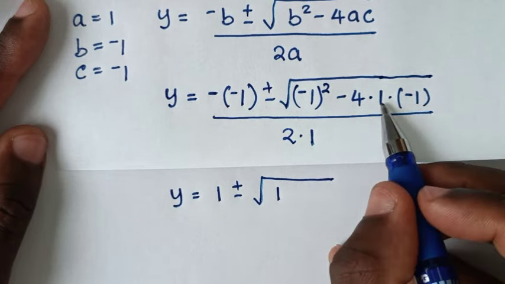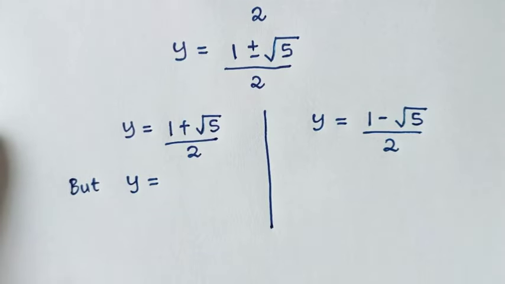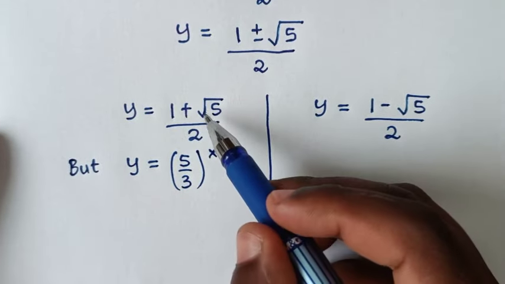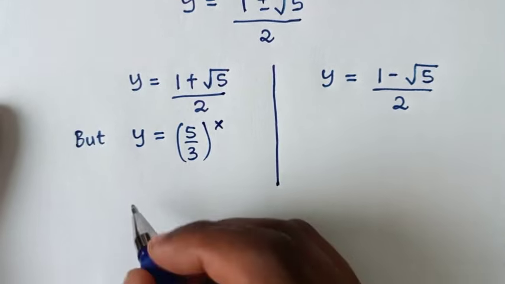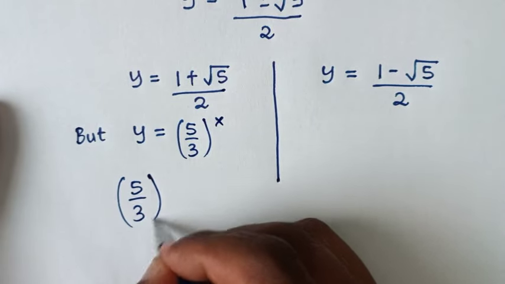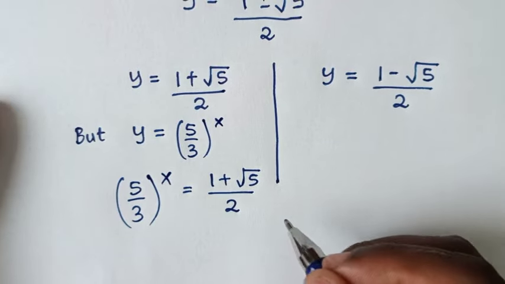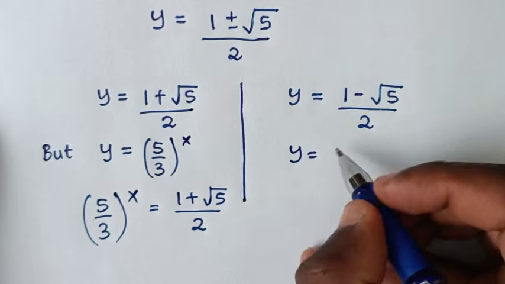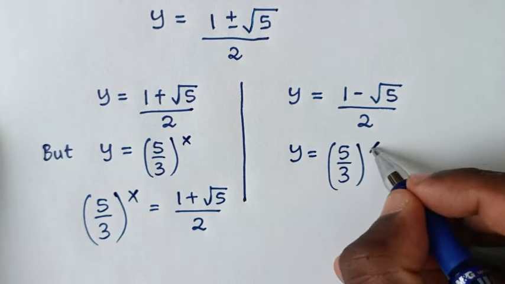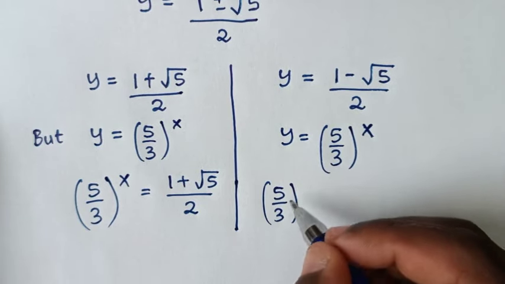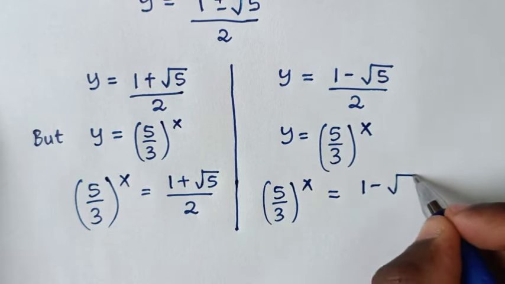But before, we let y be equal to (5 over 3) bracket power of x. So from y, which is (5 over 3) power of x, we'll compare these two equations. So this is equal to this. So (5 over 3) power of x is equal to 1 plus square root of 5 over 2. Also here, y is equal to (5 over 3) power of x. Then we'll compare these two. So (5 over 3) power of x is equal to 1 minus square root of 5 over 2.